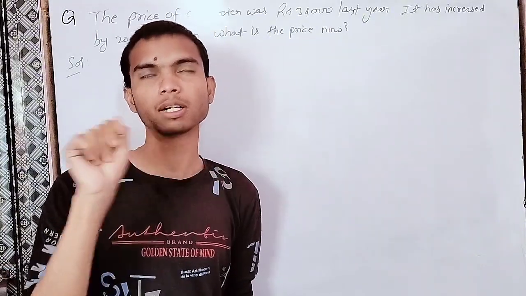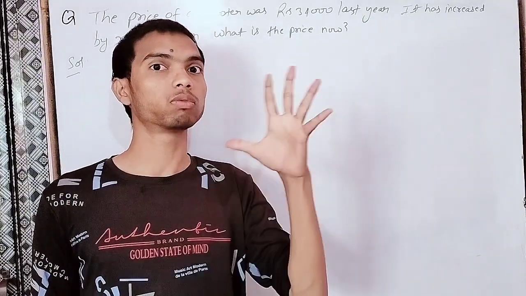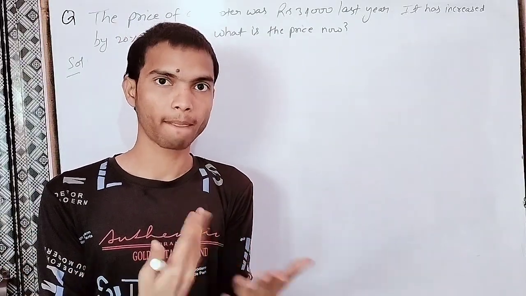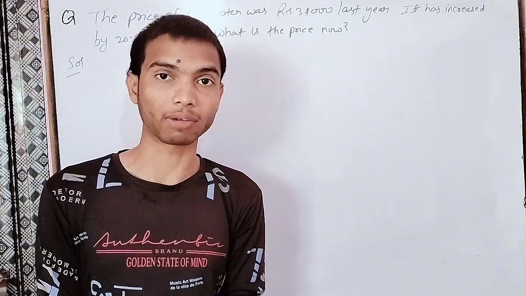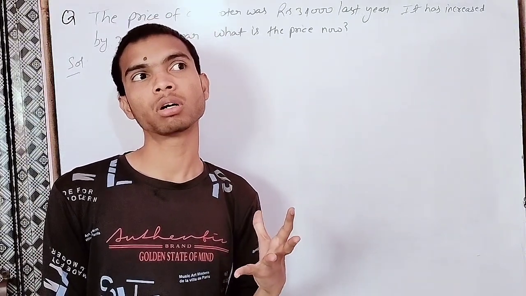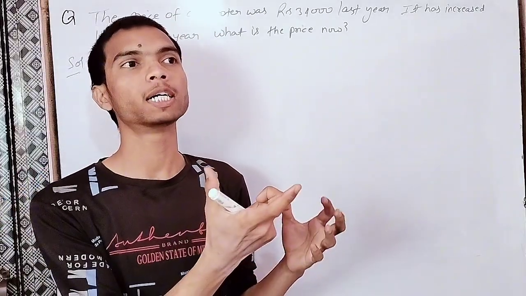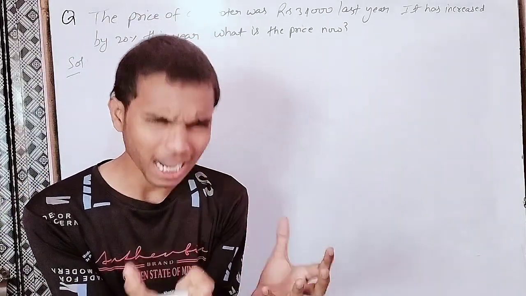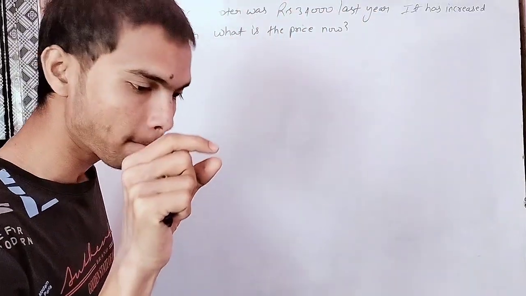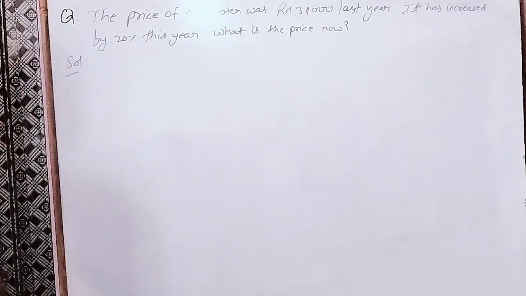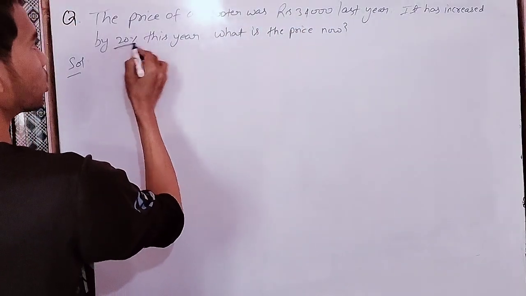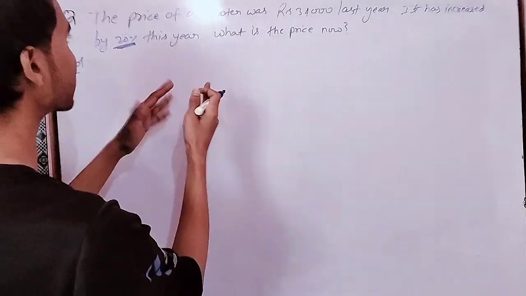20 upon 100 multiplied by 34,000 will give us the exact number for a given percentage. The question is to find the current price of a scooter. What is the price of a scooter right now? So here, what is the exact price of 20%?